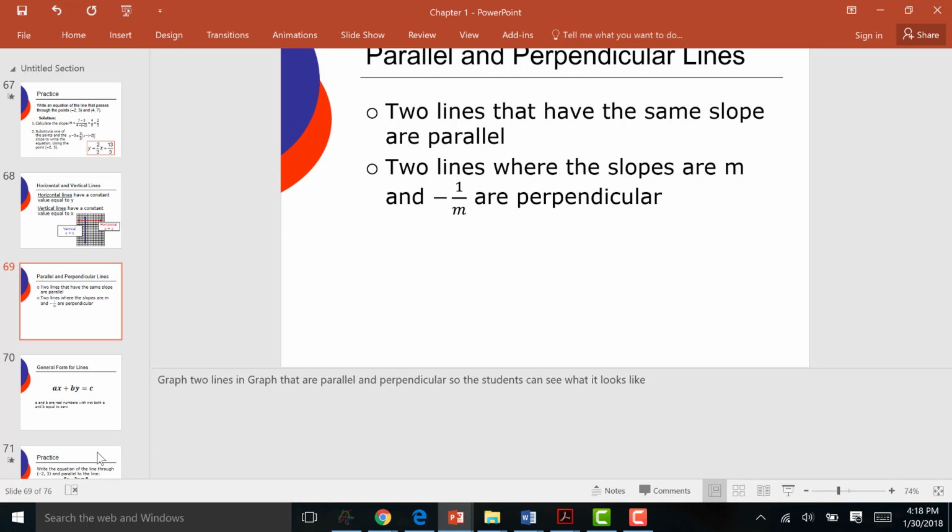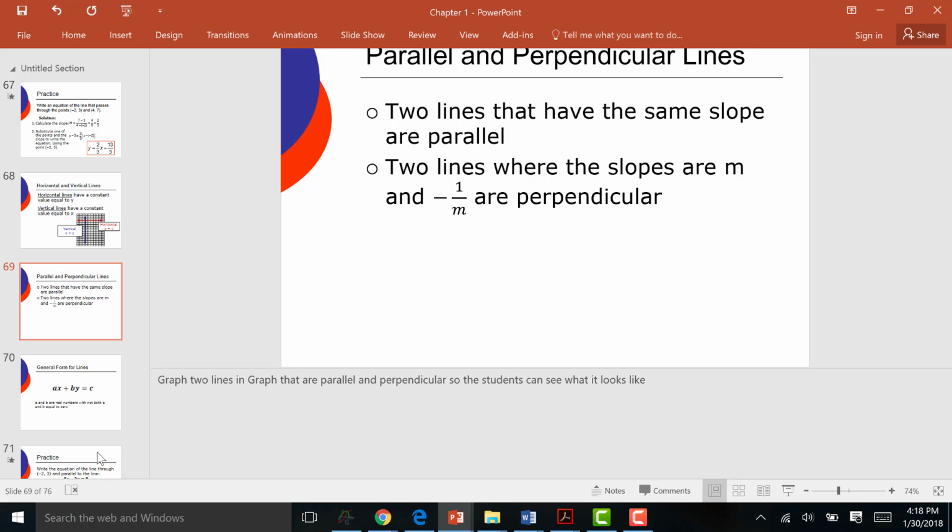They definitely look like an X, but not perpendicular lines. Alrighty? So now, when you have two lines that are perpendicular, their slopes are going to be inverse opposites. It just means one's going to be positive, one's going to be negative, and you're going to have to flip it upside down.